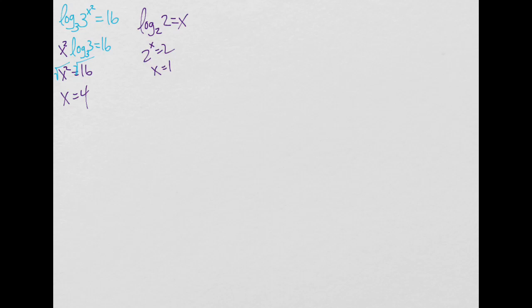Awesome. Burning through these. C says log base 11 of 1 equals x. So again, use our if and only if statement. Rewrite this. 11 to what power equals 1? Well, anything to the power of 0 equals 1, so that has to be our answer.